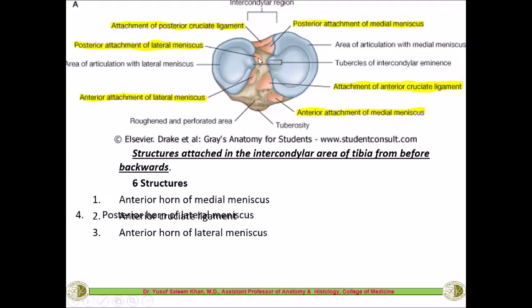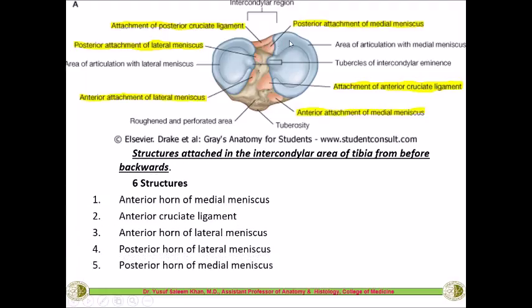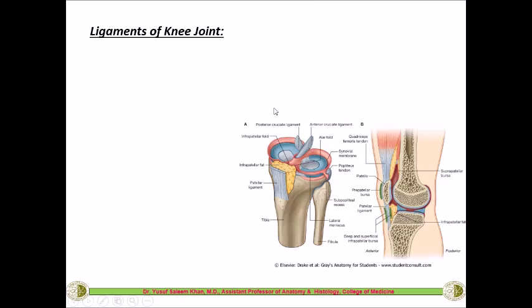Just behind that will be the posterior horn of the lateral meniscus, and behind that is the posterior horn of the medial meniscus. This is the medial meniscus here. Behind that is the posterior cruciate ligament, the most posterior structure attached in the intercondylar area. So these are the 6 structures which are arranged from anterior to posterior in the intercondylar area.